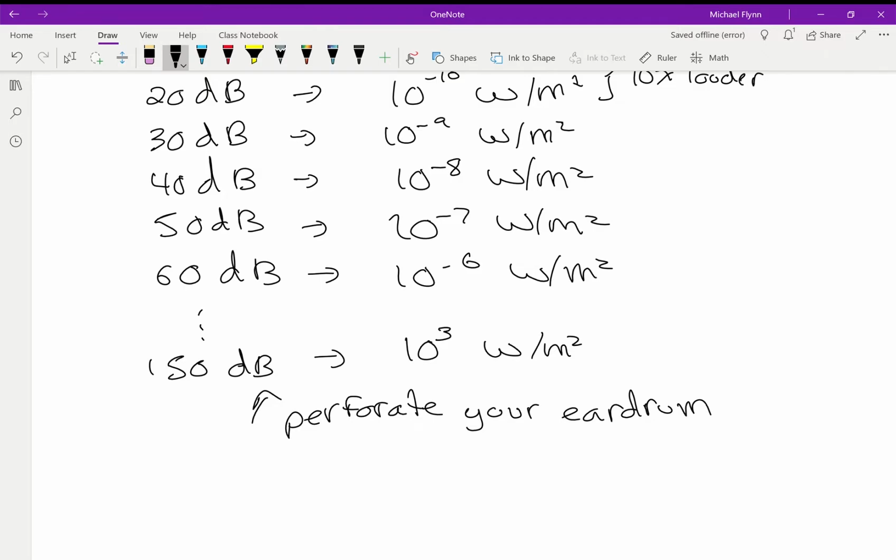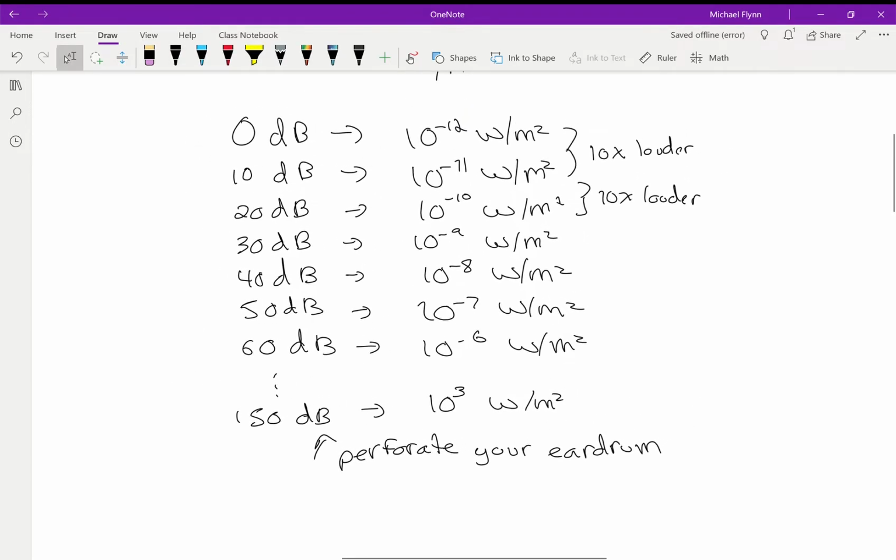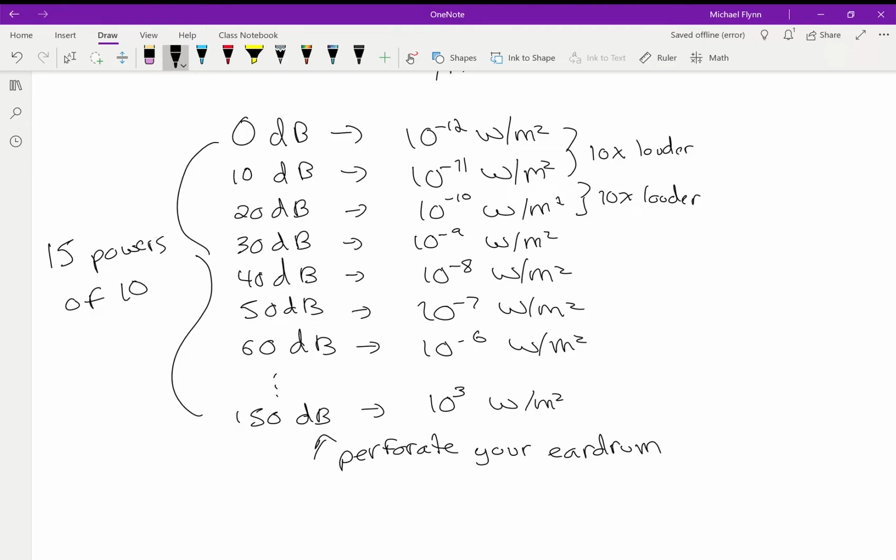It's incredibly loud. But if you think about it, how much louder is it than 10 to the negative 12? Well, it's 15 powers of 10 across the decibel scale, starting with 10 to the negative 12 watts per square meter, going all the way up to 10 to the power of 3 watts per square meter. So you can see, if you understand exponents and powers of 10, each of these numbers is 10 times bigger than the one before it.